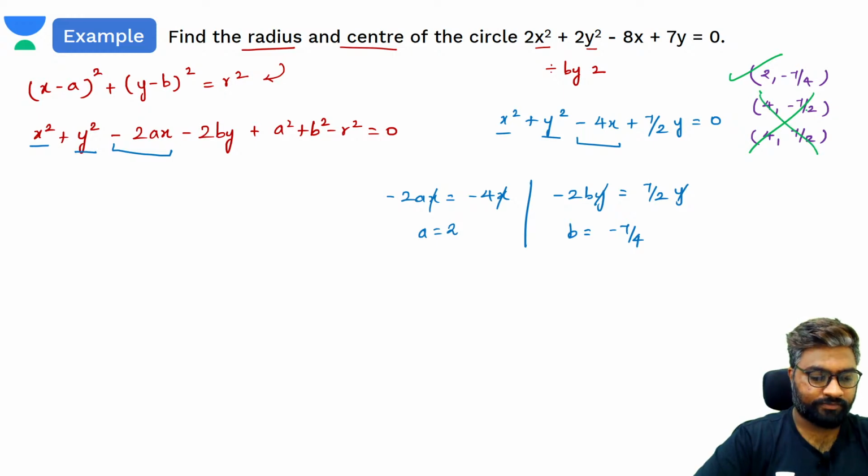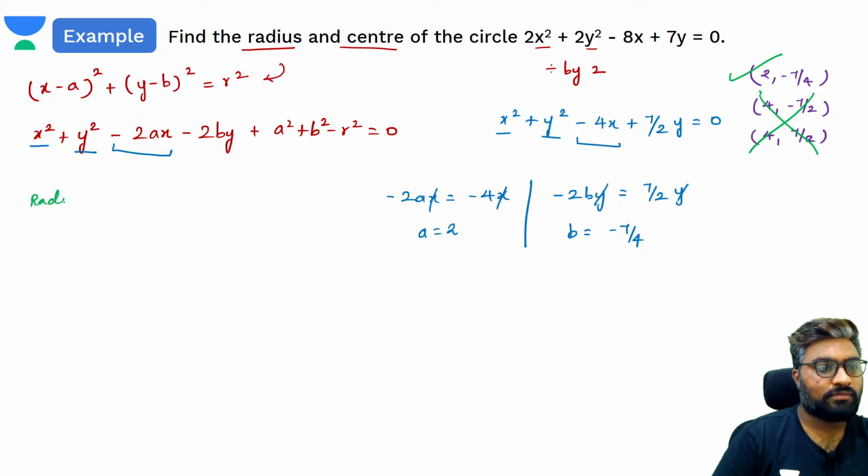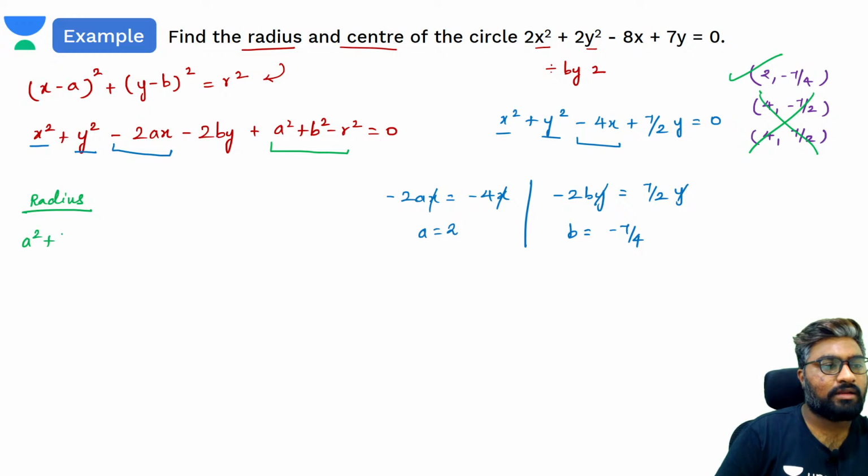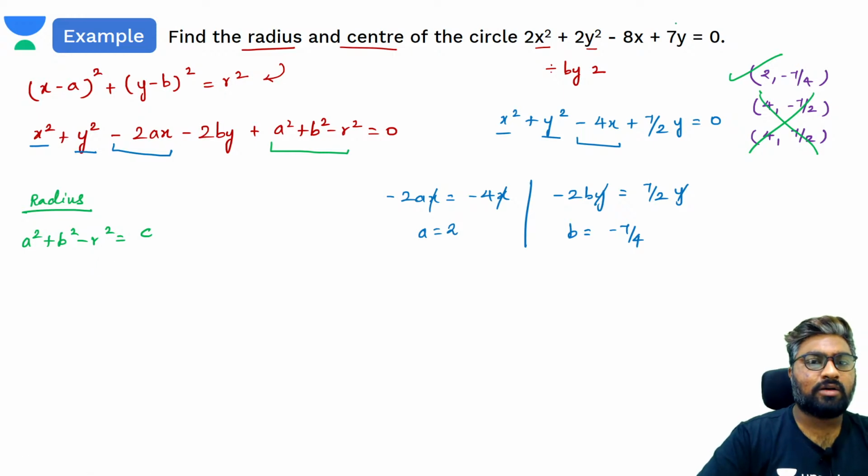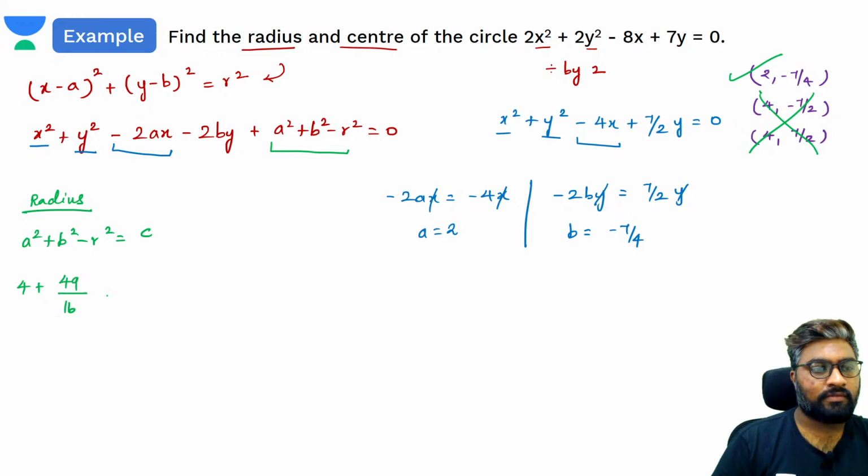थोड़ा सा check कर लो. Done. Now for the radius, if you directly want to use that formula, okay. Otherwise you know that this part a² + b² - r² is basically your constant. What is the constant here, guys? Constant क्या है यहाँ पे? 0. कोई constant नहीं है ना? No constant. So a² which is 4 plus b² which is 49/16 is basically equal to r². Yes, क्योंकि ये 0 हो गया, r² उधर चला गया.